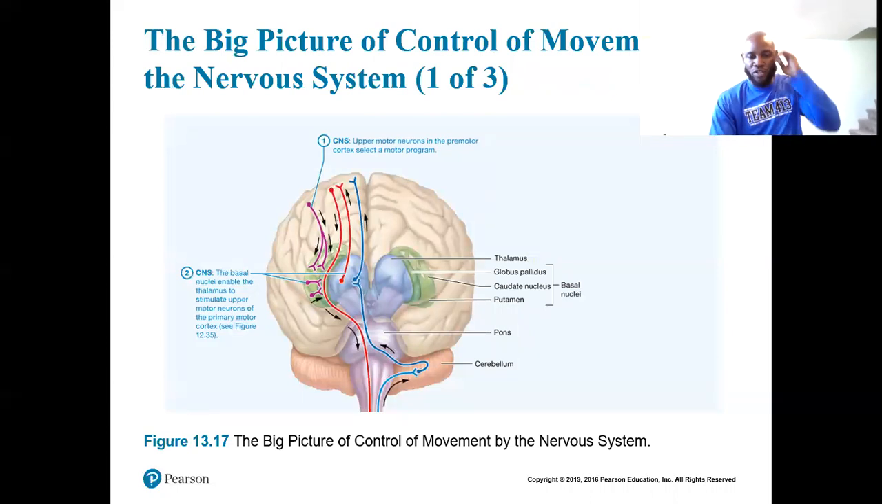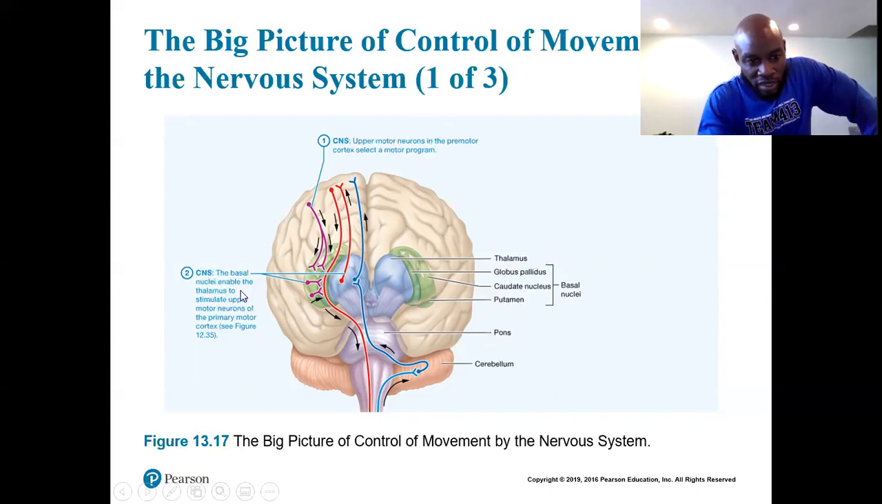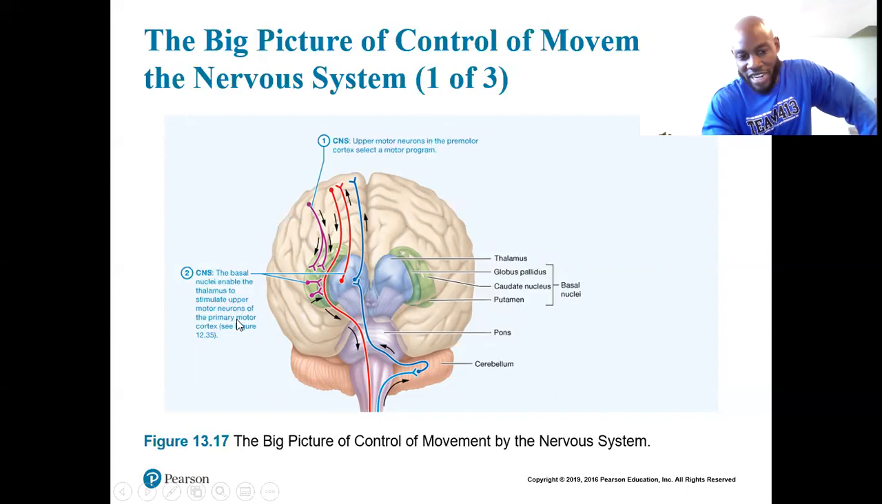So number one, upper motor neurons in the premotor cortex, the cerebral cortex, select a certain motor program, tell your body what it's going to do. Then the basal nuclei enable the thalamus, that's your diencephalon, to stimulate the upper motor neurons of the primary motor cortex. So they're all at play there.